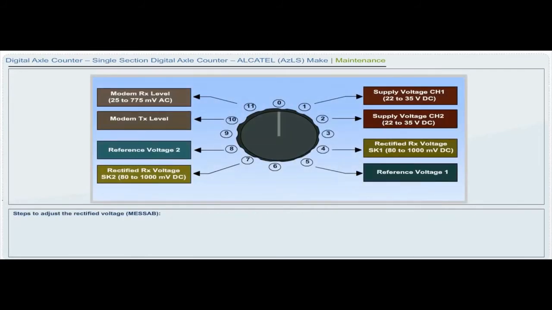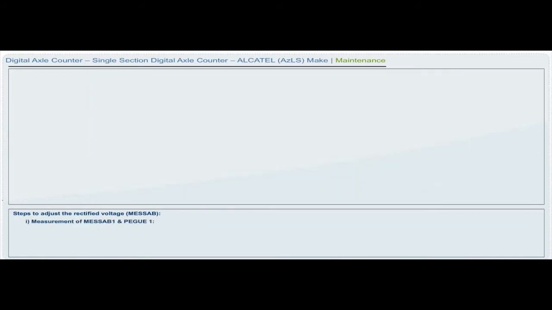Steps to adjust the rectified voltage, that is MESAB. MESAB1 rectified voltage for SK1. MESAB2 rectified voltage for SK2. PEG1 reference voltage for SK1. PEG2 reference voltage for SK2. Measurement of MESAB1 and PEG1.